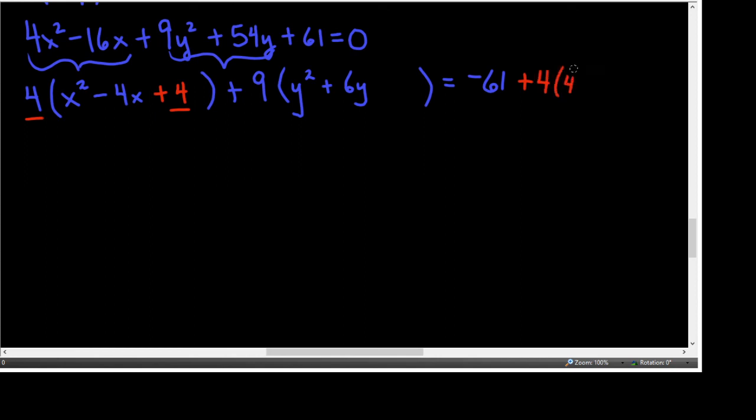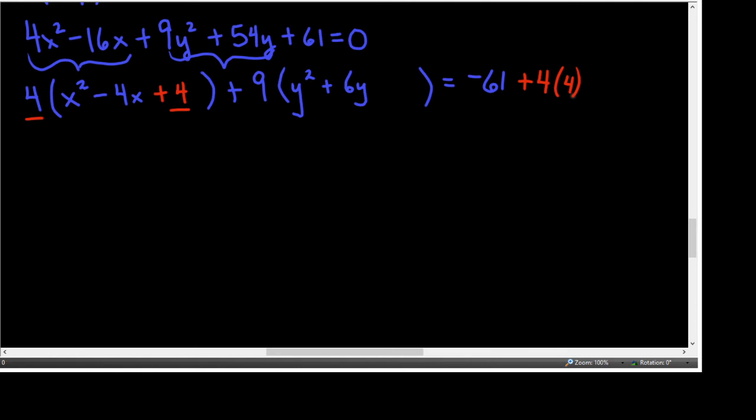Now I'm writing this 4 times 4 and not 16. This is for note-taking purposes. It's to remind you that that number is a product of two things. You have to pay attention to that. Make sure you don't just add 4 to the right side, but 4 times 4.